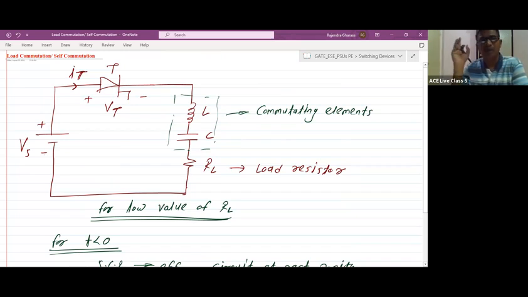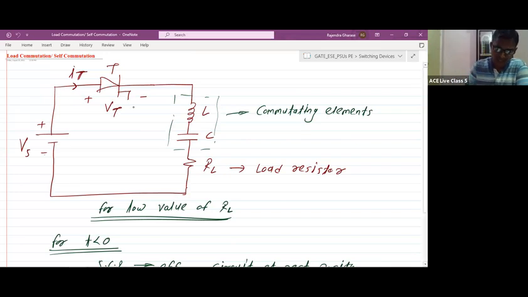Now at t equal to 0, we are going to apply the gate pulse to the SCR. Now check, when we apply the gate pulse to the SCR at t equal to 0, whether our SCR will turn on immediately or not. If we apply the gate pulse and the SCR is in forward bias mode, then and only then our SCR will turn on.